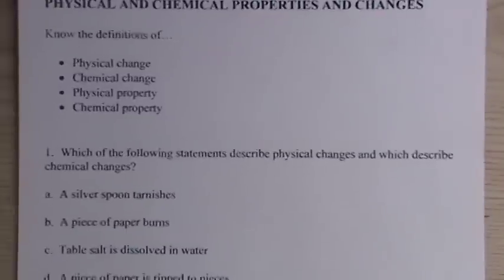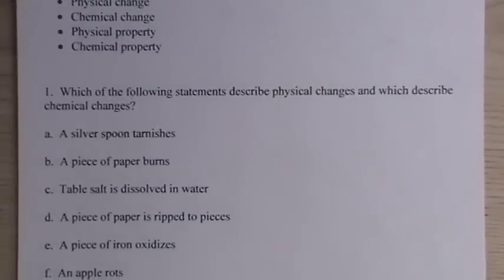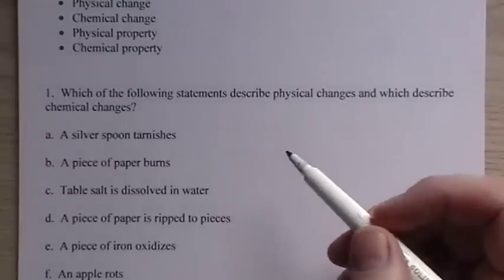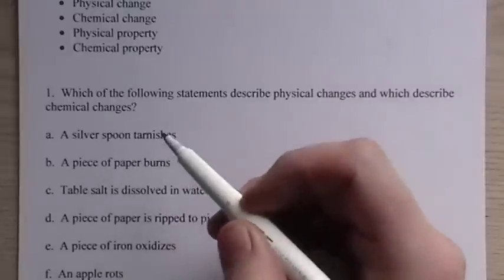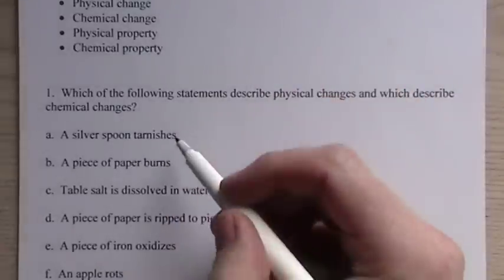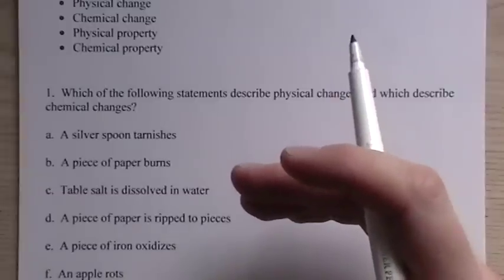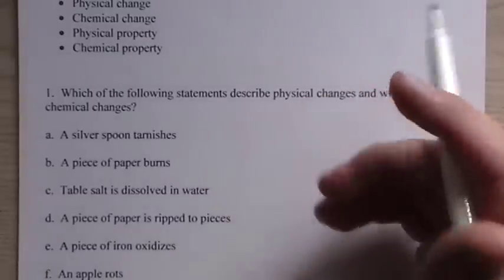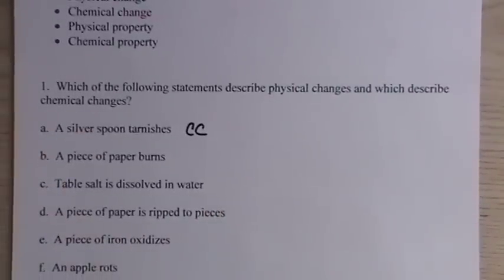So let's take a look here. Some of them are a little tricky, so it's worth going through here. Which of the following statements describe physical changes? Which describe chemical changes? A silver spoon tarnishes. Well, a silver spoon goes from being shiny and having that metallic look. Tarnish is a dull gray look to it, so it takes away the shininess, gives it a different color, so that's a chemical change. You might not know what's going on when it tarnishes.